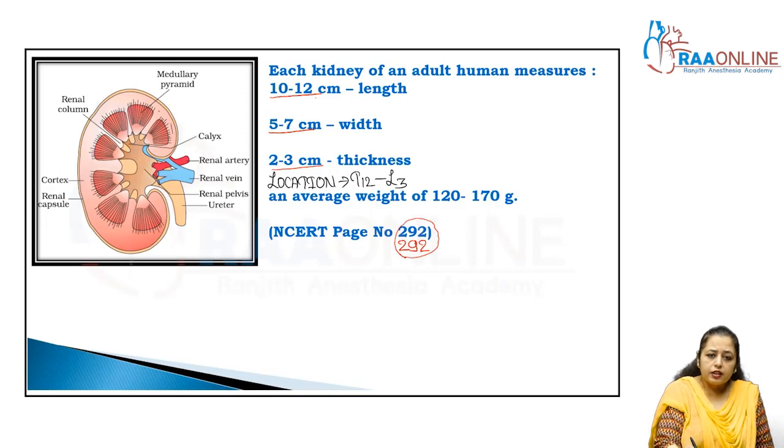See here, that is the structure that is called the calyx. These are the renal papillae, right? These are the renal papillae which open into the calyx region.